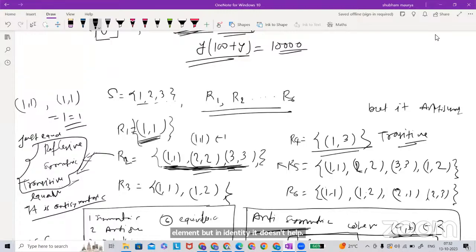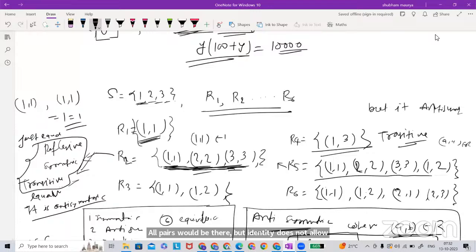R5 is a reflexive relation, but it's not identity. Identity allows only the (a, a) elements, nothing more than that. In identity, we have to check for all the pairs like (1,1), (2,2), (3,3). All pairs should be there, for each element of S, and you cannot miss any. Identity does not allow extra elements, but reflexive does.